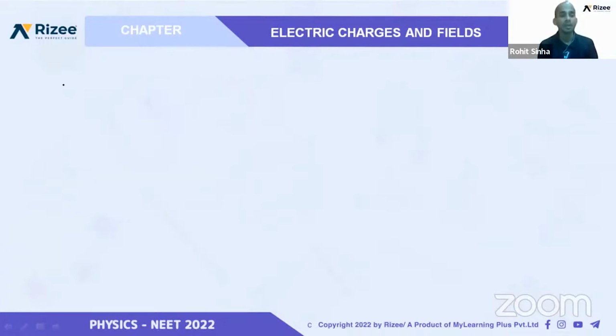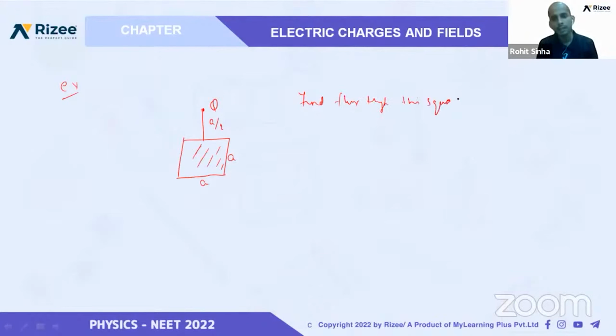Now, if you got it, one more question, similar to this. I think it is a famous question. Suppose we are having a square of side A like this, and a charge Q is present at a distance of A by 2. You have to find the flux through this square plate, or square surface.